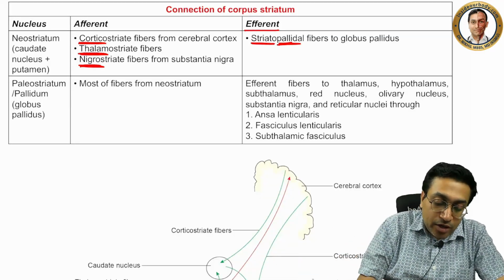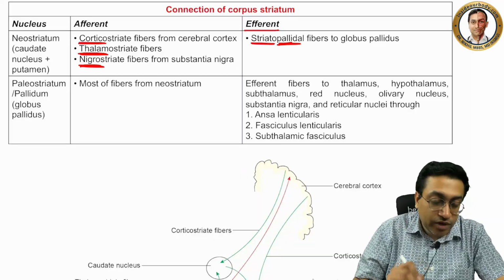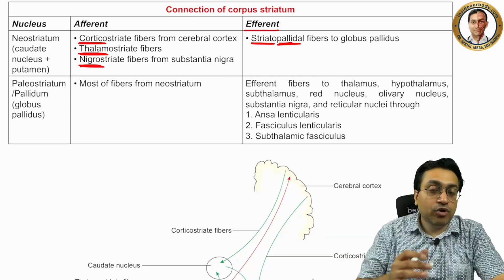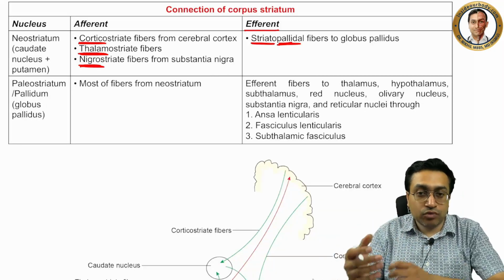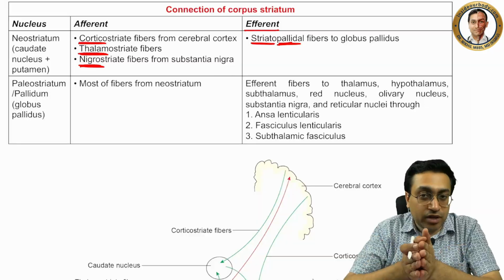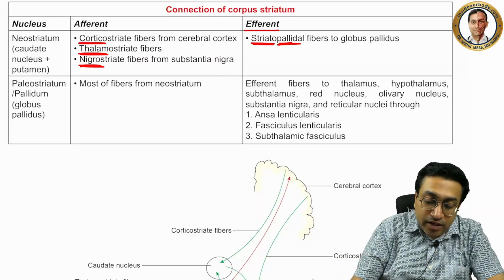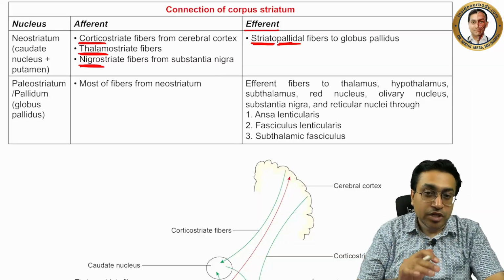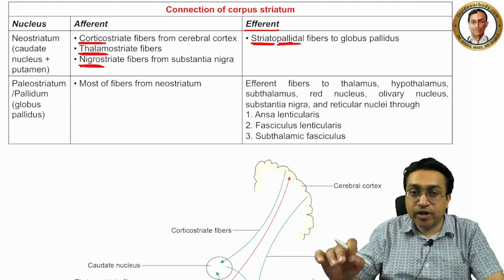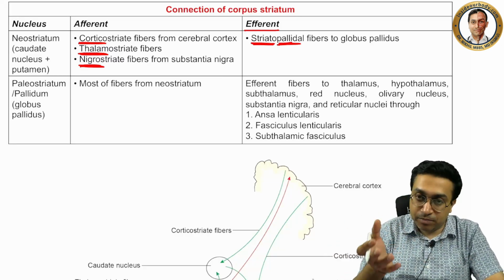Then talking about the paleostriatum, most of the afferent is coming from the neostriatum only. So from where is the paleo, the GP, getting the afferent? I told you just now, it is getting from the neostriatum. So most of the fibers from the neostriatum are forming the afferent for the paleostriatum, that is the pallidum.